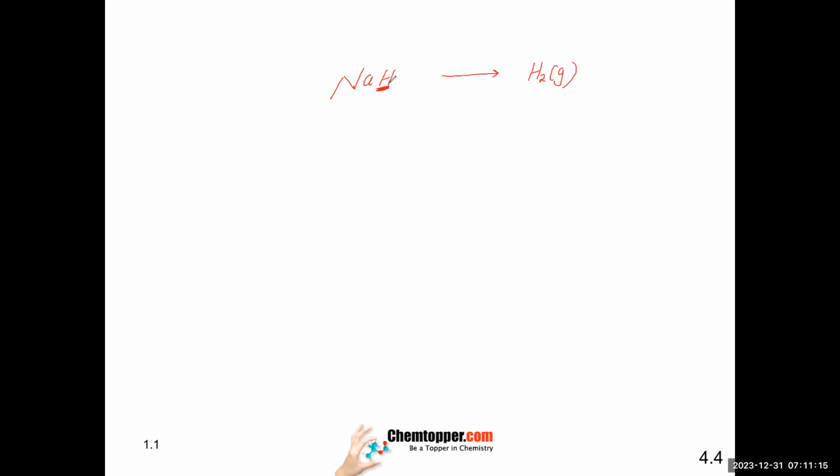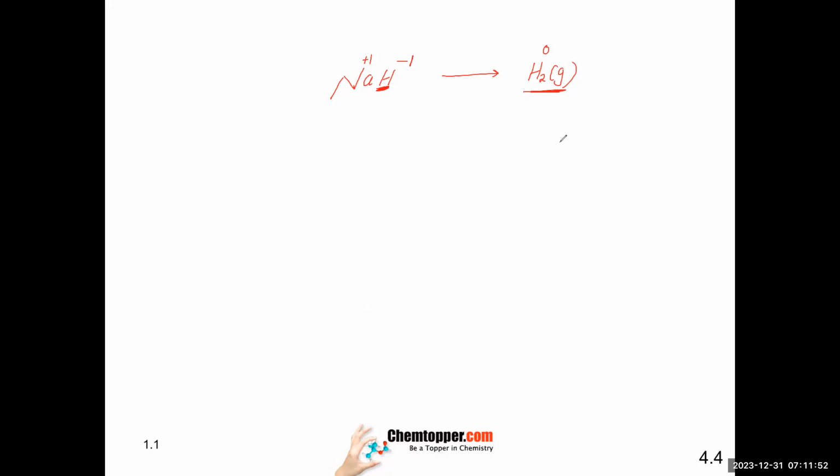Rule number 4. Remember rule number 4? Hydrogen when combined with metal. Yes, because sodium is always +1, so hydrogen is -1. Very good. And what's the oxidation number of hydrogen here? 0. Sanjana, 0. Pure element. Rule number 1.